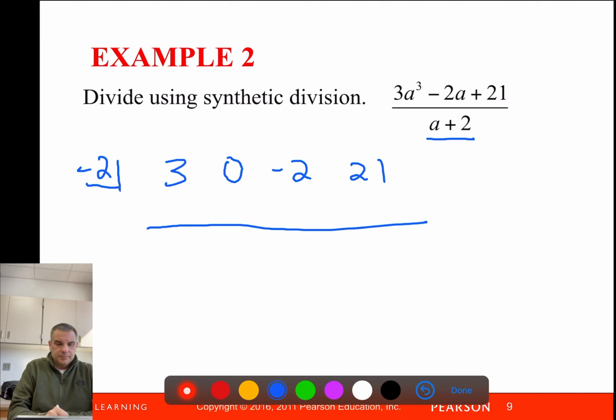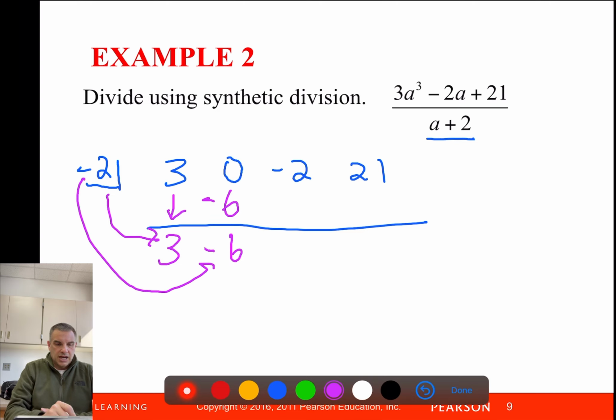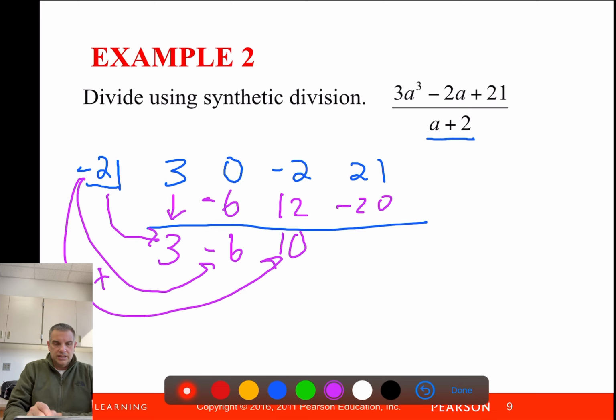We draw a line. Bring the 3 straight down. 2 times 3 above the line is 6. Add them. That's 6. 2 times 6 is 12. Add them together. You get 10. 2 times 10 is 20. Add them together. You get 1.